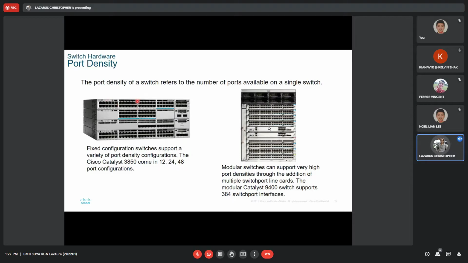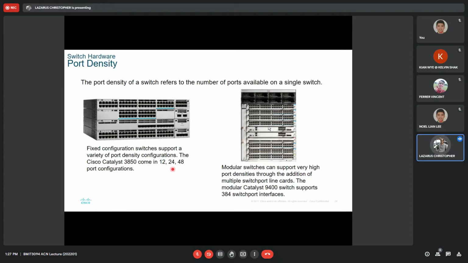Everything scales up in terms of price when you scale up in terms of port density. The capability of the switch also increases, right? So you will see that the price difference will increase depending on the number of ports. So there are different configurations, and again, this is based on your decision.